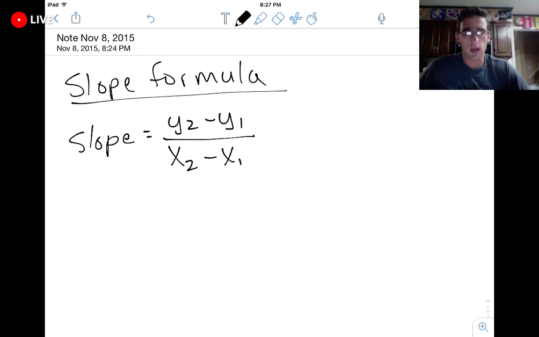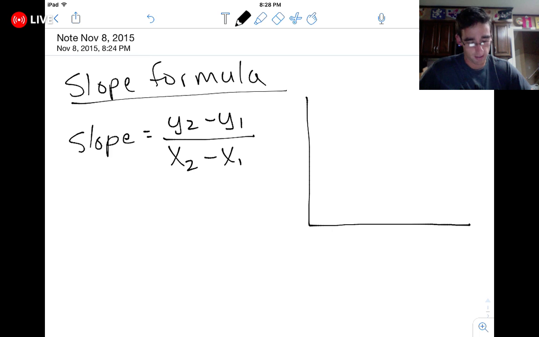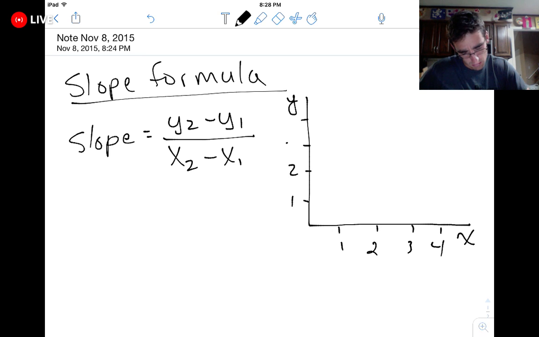I'm going to draw a little graph here to show what that means. Let's remember, with just a graph, if there's no labels on this, this is just like an algebra class. This is the x-axis, this is the y-axis. So let's draw 1, 2, 3, 4, 1, 2, 3, 4. Let's just say that I had a point right here at 2, 3.